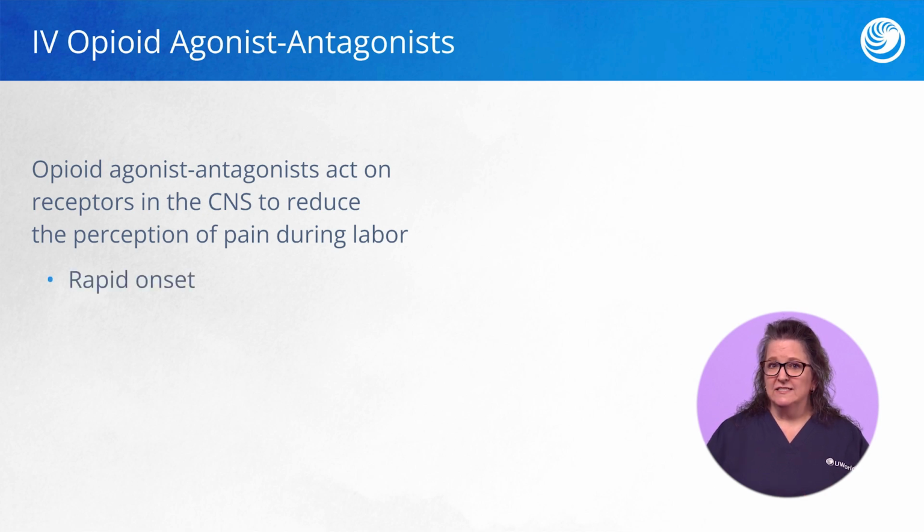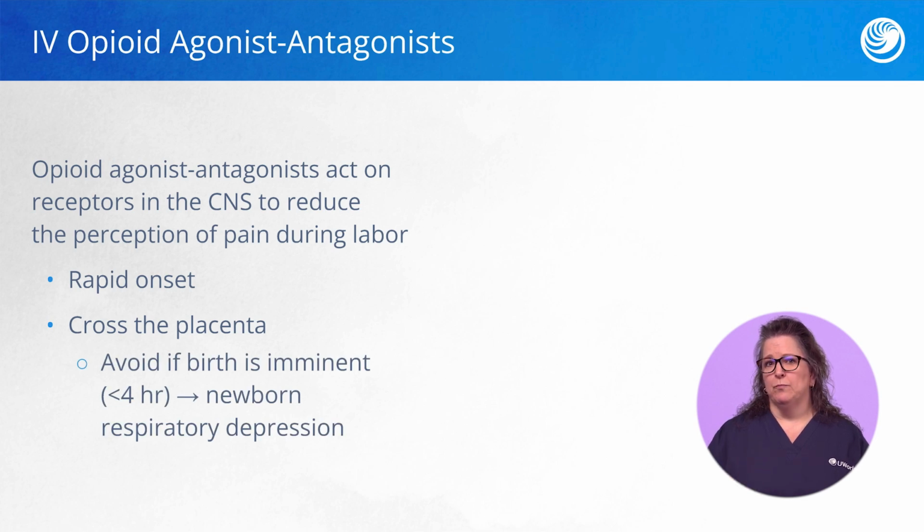They have a rapid onset and are used to treat moderate to severe pain. Because they cross the placenta, they are avoided if birth is imminent or expected in less than 4 hours, because they can cause newborn respiratory depression. They are normally administered in the latent period during the first stage of labor. With laboring clients, they don't cause a severe respiratory depression in the mother or newborn as other opioids do. And they don't tend to cause as much nausea and vomiting, but the sedation may be more when compared to a pure opioid agonist.